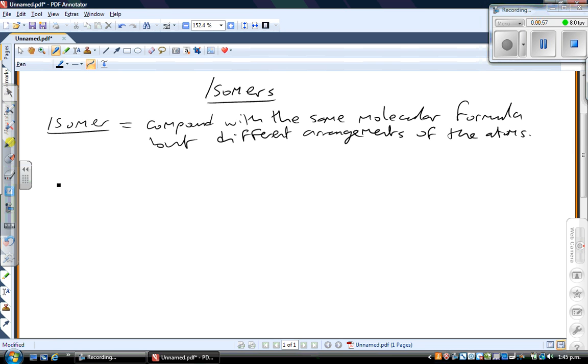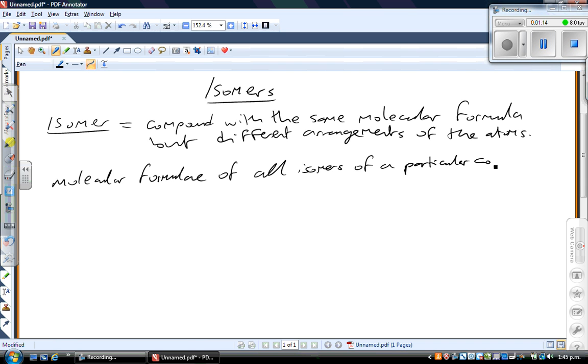The molecular formula will always be the same. So the molecular formulae of all isomers of a particular compound will always be the same, and that's what makes them isomers. So the next thing to talk about are the three types of isomerism that you guys need to know.